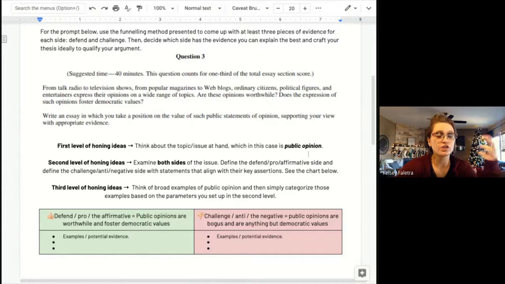Okay. So when you read a prompt like this or you're presented with an issue, your first level of honing your ideas and being able to articulate a position is to determine the issue or subject at hand. And in this case, it's public opinion. Your next level is to examine both sides. You have to look at both sides before you can determine the validity of your own argument, okay? Define the defend or pro or affirmative side of the issue and then define the opposite side. And then think of examples that would support either side of the issue.